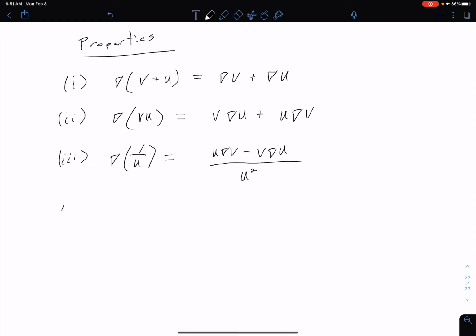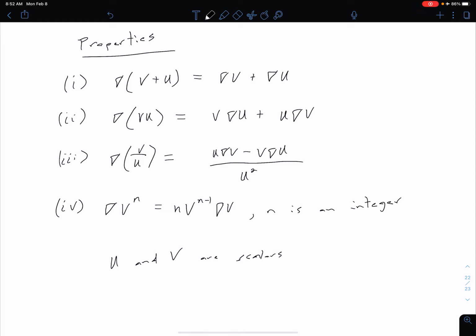And then the final one we'll look at is the gradient of a scalar field raised to some power n. So del of v to the n. It turns out that is just n times v to the n minus 1 times the gradient of v. And again, just to be explicit, u and v above are scalars or scalar fields. And in the last one here, n is an integer. Okay, so in the following video, we're going to look at an example and get a better feel for how to perform this operation with our del operator.